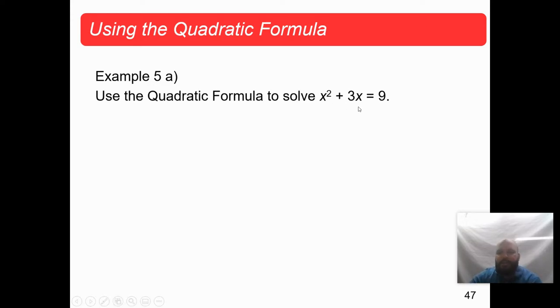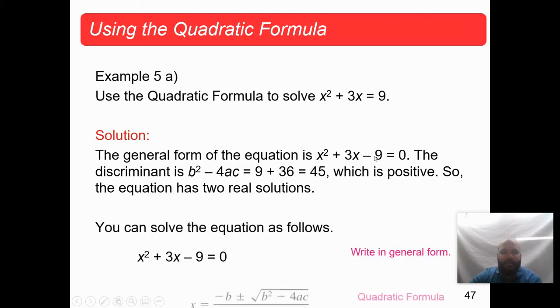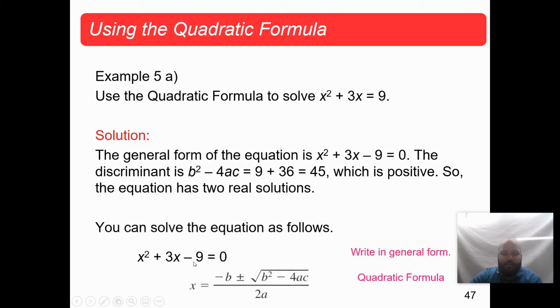Well, the first thing that you would want to do is get this in standard form, which would be x squared plus 3x minus 9 equals 0. And then you need to determine what A, B, and C are so you know what numbers to plug into the formula. So in this case, A would be 1, B would be 3, and C would be negative 9. And so you would plug 1 in for A, 3 in for B, and negative 9 in for C.